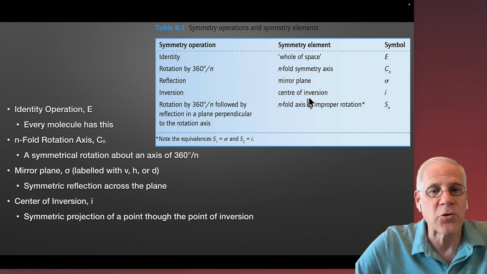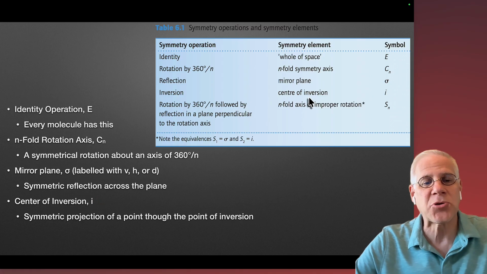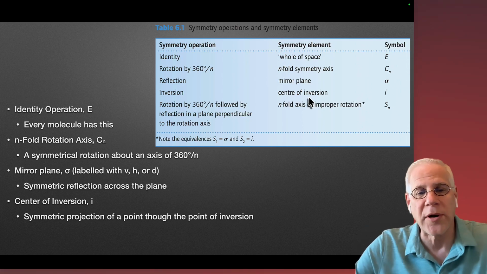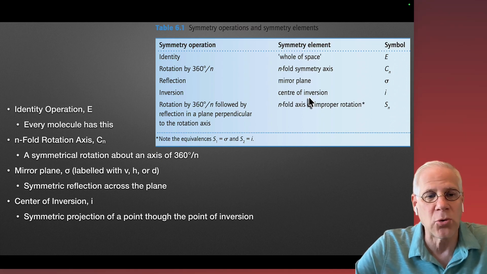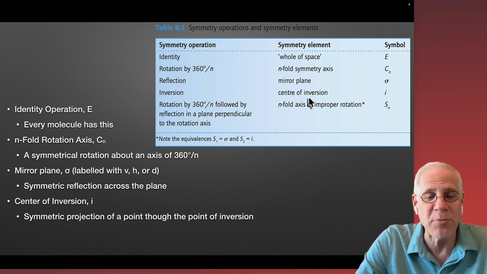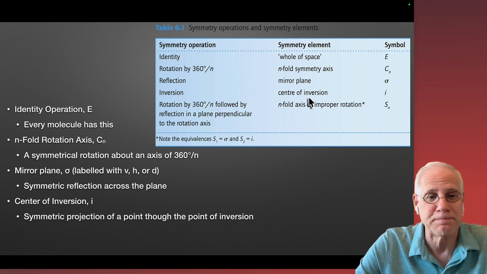Then we also have a center of inversion, which is given the letter i, and this is a symmetric projection of a point through a point of inversion. If you take all of the points of a molecule and move them through the point of inversion, you will get to a similar point on the other side of the molecule, essentially.